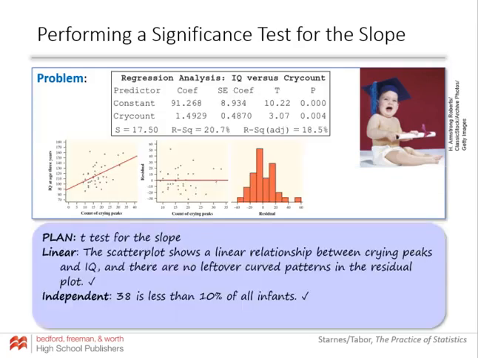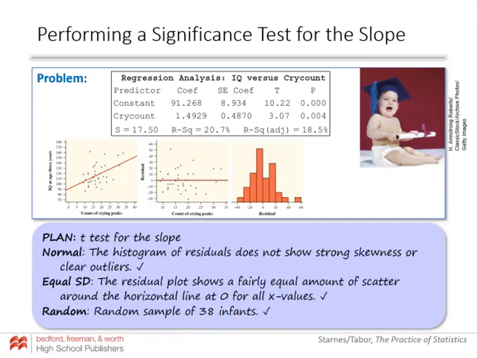So linear, we got a linear pattern in our scatter plot. We've got no curve patterns in our residual plot. Independent, we can assume that 38 is less than 10% of all infants. Normal, here's our histogram of residuals. Nothing crazy there. I know there's a little gap here, but that's not a huge outlier. Those values are still close, so we're good there. Equal standard deviations. Again, we're pretty evenly spread out here on my residual plot. And then random, they told us that it was a random sample.